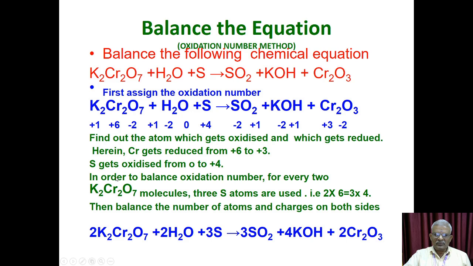So how to balance this? By carefully seeing this, for every 2 potassium dichromate molecules, 3 sulfur atoms are used. So 2 into plus 6 is equal to 3 into plus 4. The 2 into 6 is equal to 3 into 4, right? So now they balance the number of atoms and the charges on both sides. Now you get this equation.